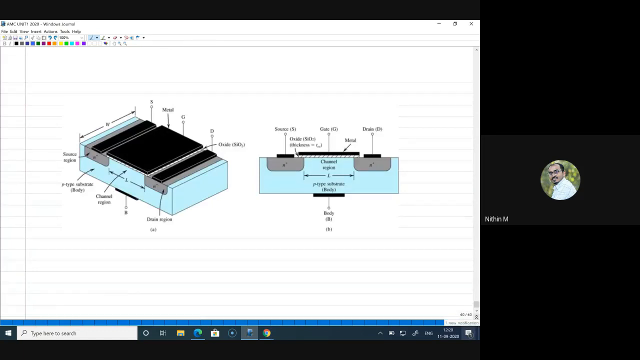Yeah, there are two more regions. Those regions we define as N plus regions, and those two N plus regions are defined on the P substrate itself. So let me tell you one difference. Whenever I write something as N plus, the meaning is it is a heavily doped region.